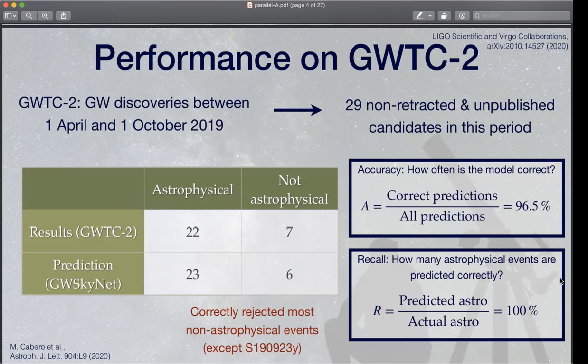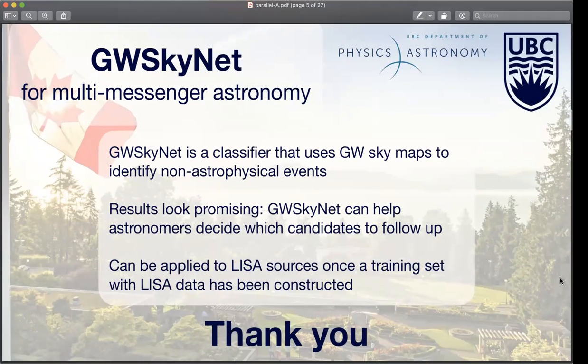And with that, I'll finish. Next slide. So GW Skynet is working well with LIGO Virgo. We can very easily use it for LISA sources as well. We'll just need to prepare a new training set. We might have to make very minor changes in the architecture, and then we'll be ready to go with LISA to help us distinguish which candidates are worth following up.